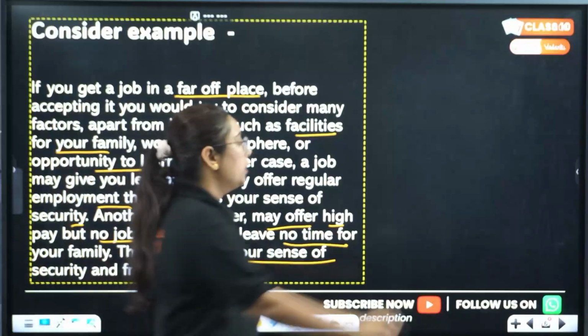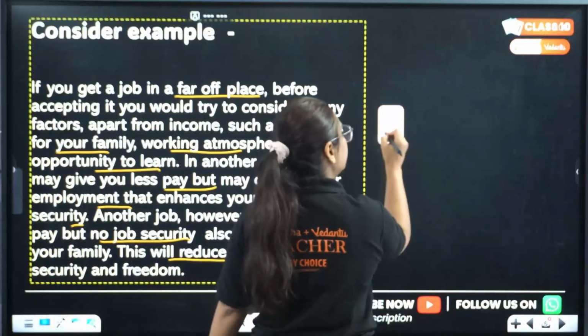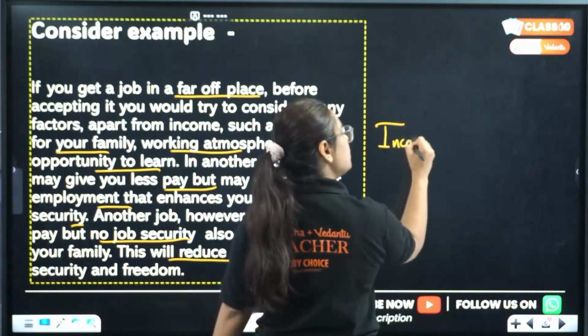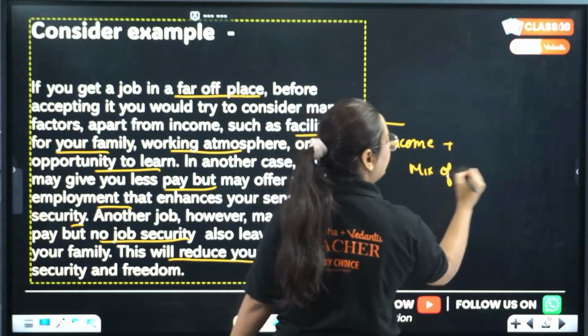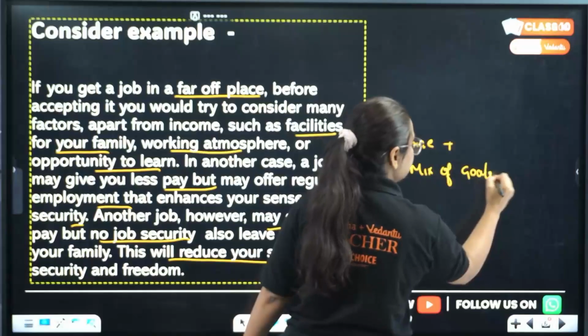So whenever you want development, it is not just income that you are seeking. You are seeking a mix of goals. Right? Is it clear?